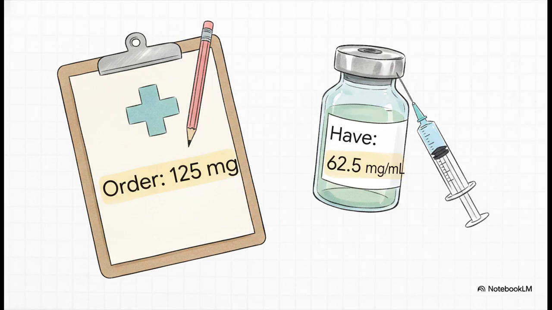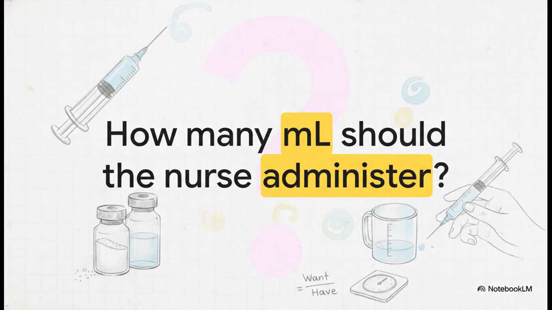All right, first problem, the order is for 125 milligrams of methylprednisolone IV. You've just reconstituted the vial, and according to the label, your final concentration is 62.5 milligrams per milliliter. So, the big question is, how many milliliters are you going to draw up into that syringe? Go ahead and pause here for a second and try to solve it yourself.